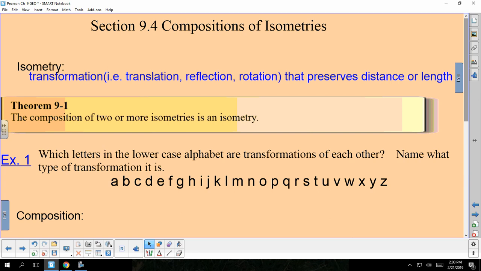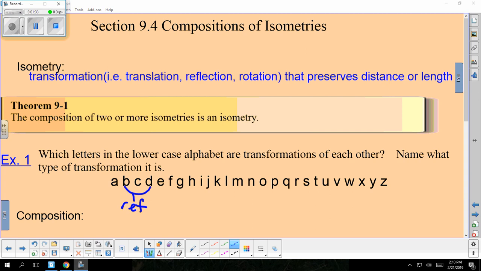So let's look down below and see which letters in this lowercase alphabet could be transformations of each other. Name what type of transformation this is. So let's look at B and D. Can we use a reflection, a rotation, or a translation to describe it? A reflection. So a reflection here. Take a look at the rest of them and see if you can find any other ones.